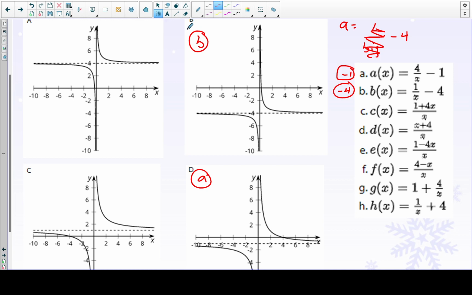What about C? Ooh. Okay. Actually, let's skip those for now. Let's go down to G and H. Because G and H kind of do the same thing, right? You have 4 over x, 1 over x, but again, +1, right? So again, if x is big, what's going to happen? That's going to go away, and you're left with 1. Here, if x is big, that's going to go away. You're left with 4. So clearly, it looks like this one is going to be G, and this one's going to be H.